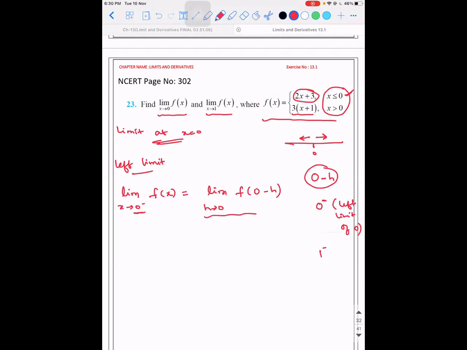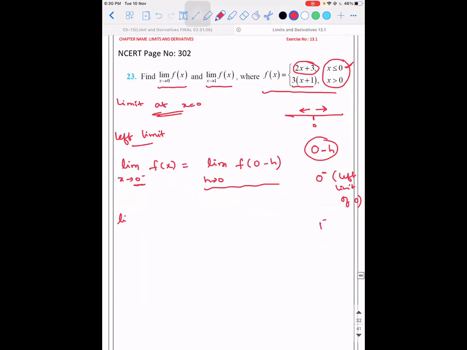So limit h tends to 0, f of 0 minus h. In the place of x for the function, I need to substitute 0 minus h. Out of 2x plus 3 and 3x plus 1, which one should I choose in this case? So what is the function that is defined on the left of 0? It is 2x plus 3.